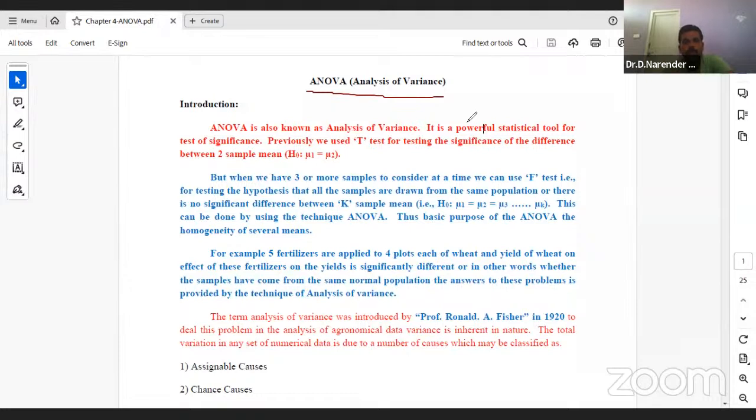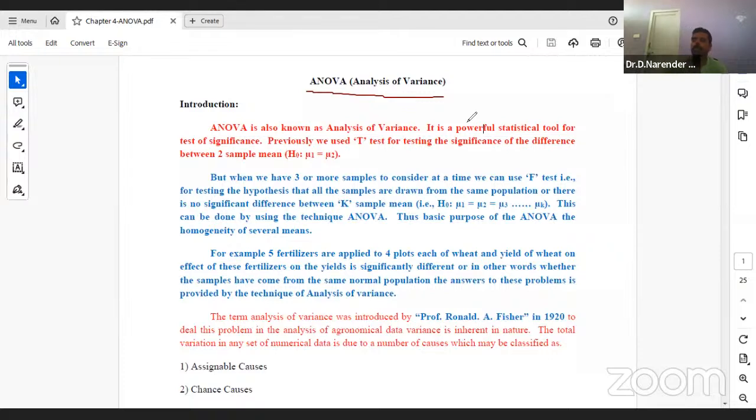Previously we used the t-test for testing the significance of difference between two sample means. We used the t-test only when the sample size is 2. But when we have 3 or more samples to consider at a time, we can use the F-test, for testing the hypothesis that all the samples are drawn from the same population, or that there is no significant difference between K sample means.